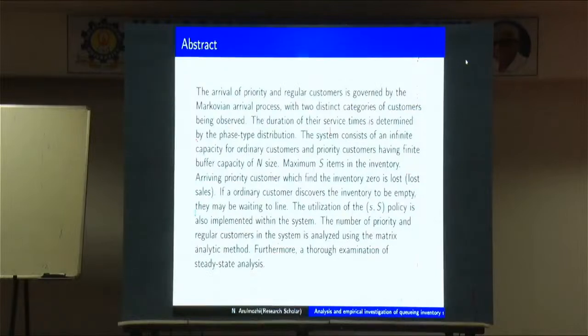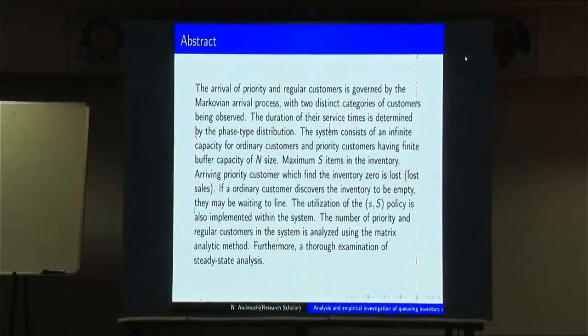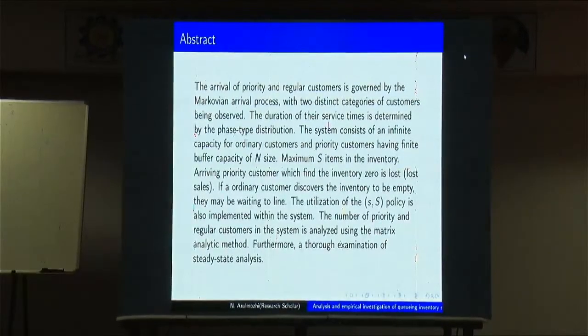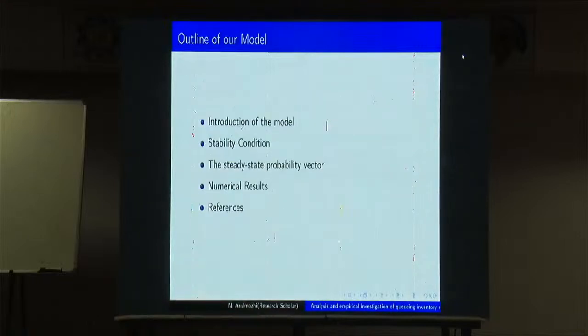This is the abstract. The arrival of priority and regular customers is represented by the Markovian arrival process, with two distinct categories of customers being observed. The service time follows a phase type distribution, the same for both customers. The system consists of an infinite capacity for ordinary customers and priority customers having finite capacity, with a maximum of S items in the inventory. Using the technique of matrix analytic method, we find the stability condition, steady state probability vector and numerical results. Next. This is the outline of our model.